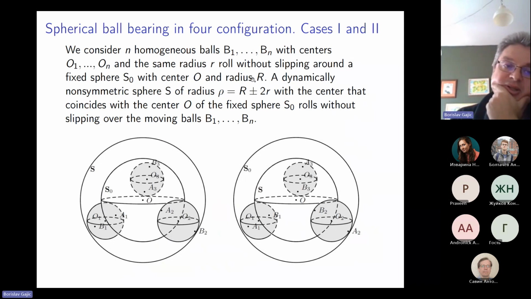The nonholonomic system we studied consists of one fixed sphere S0 surrounded by n homogeneous balls of fixed radius, and over these balls we have another spherical shell. That spherical shell is non-symmetric, so it is like a Chaplygin ball: a dynamically non-symmetric spherical shell. We can consider the problem in 4 different configurations.